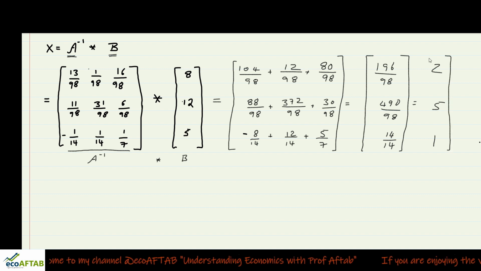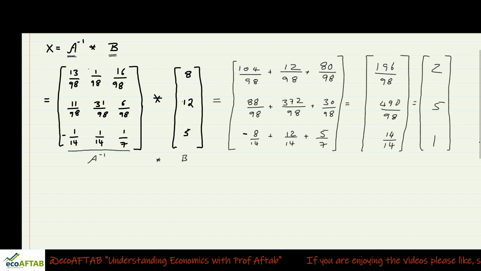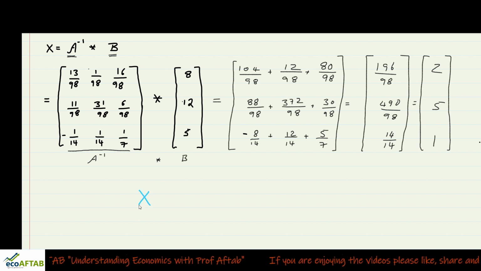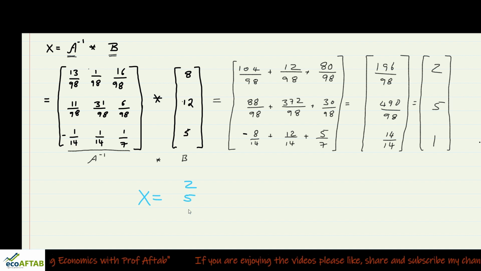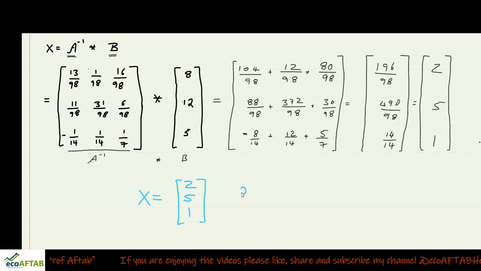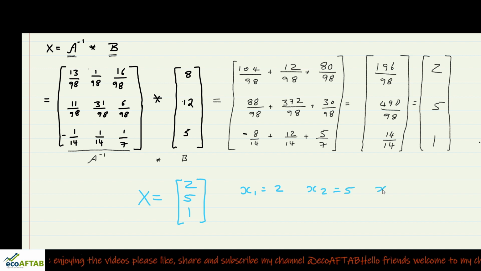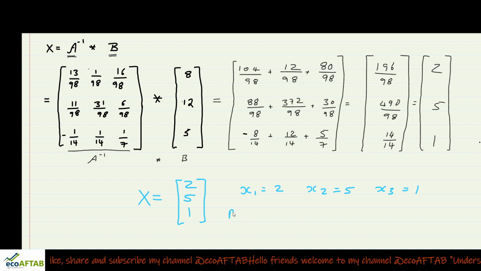So if I say x is equal to 2, 5, 1, it means our x1 is equal to 2, x2 is equal to 5, and x3 is equal to 1. So in the initial equation we can see the proof of it.